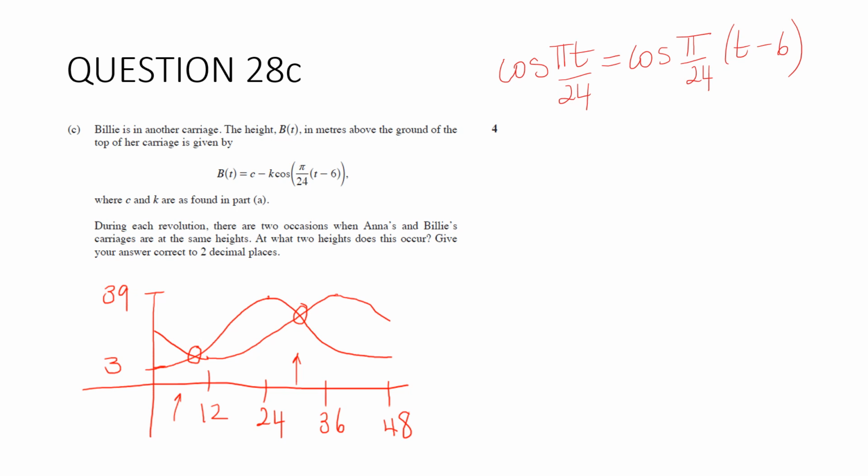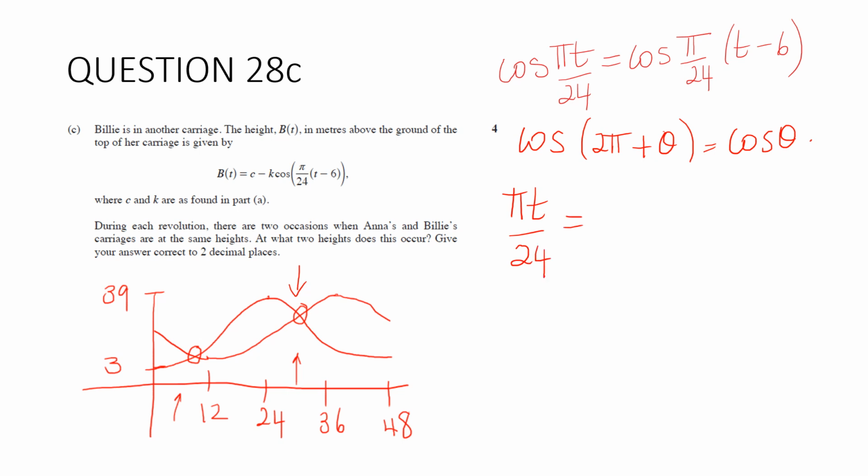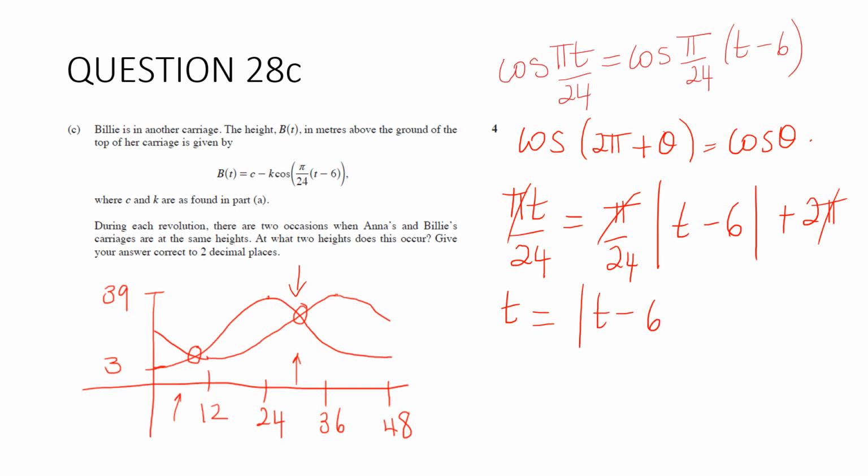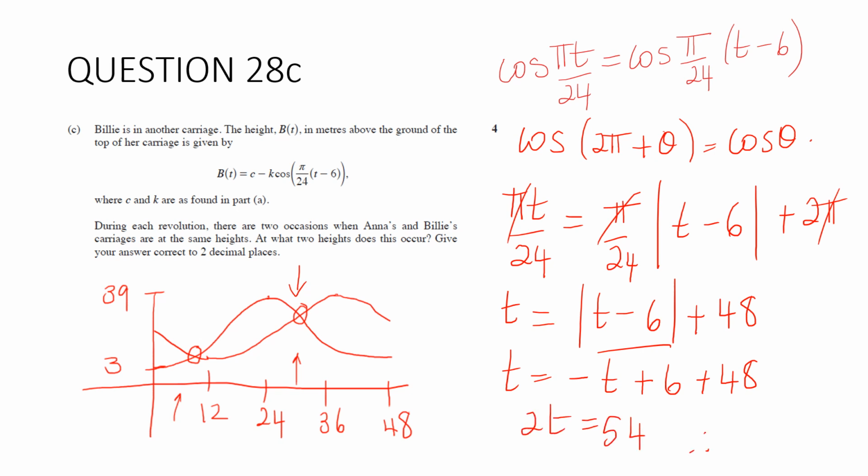It's good, but how do we get this other one? Well, the other thing we know about cos is that it's periodic. It repeats every 2 pi. So cos of 2 pi plus theta is the same as cos theta. So we're going to do pi t on 24 is equal to pi on 24. I'm going to take the absolute value again, and then I'm going to add 2 pi to this. All right, I can cancel these pi's out, and I'm going to multiply everything by 24. T is equal to absolute value of t minus 6 plus 48. All right, so we want to take the negative of this: negative t plus 6 plus 48. 2t is equal to 54. Therefore, our other time is when t is equal to 27.